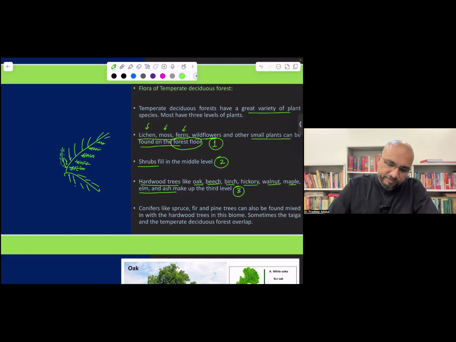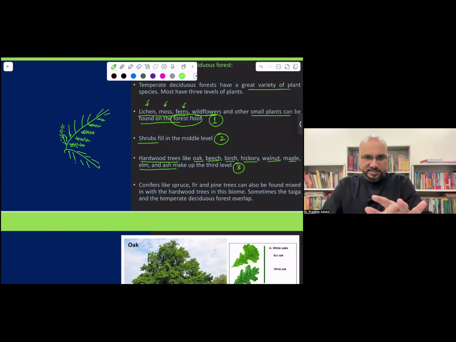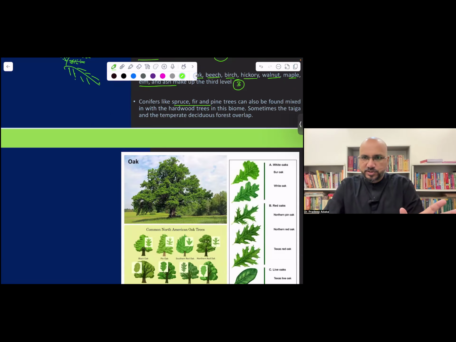Conifers like spruce, fir, and pines can also be found mixed with the hardwood trees. I have shown you the picture, right? In the midst of your hardwood deciduous trees, you will see some conifers here and there.